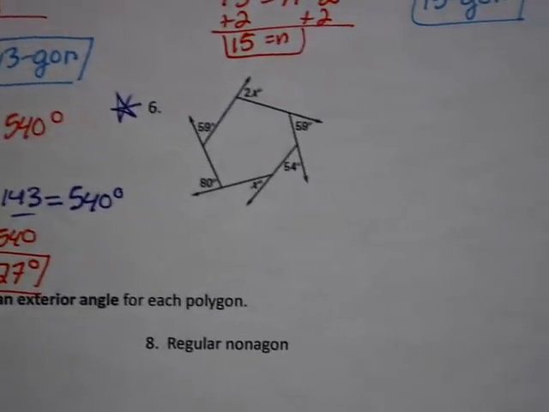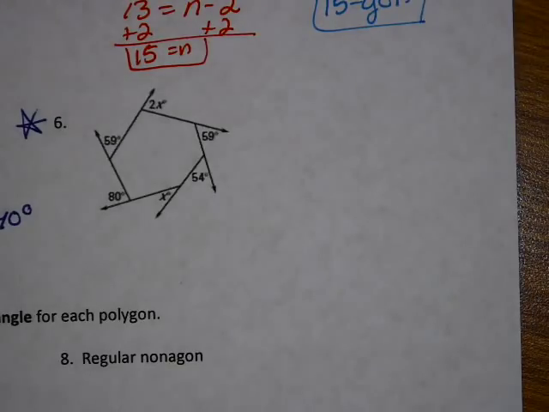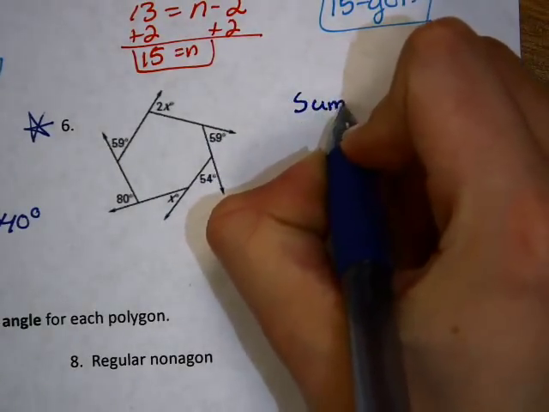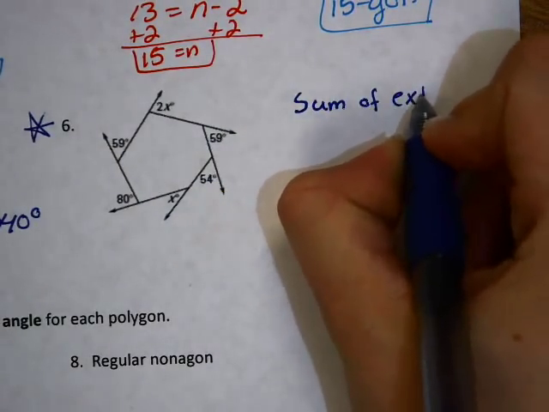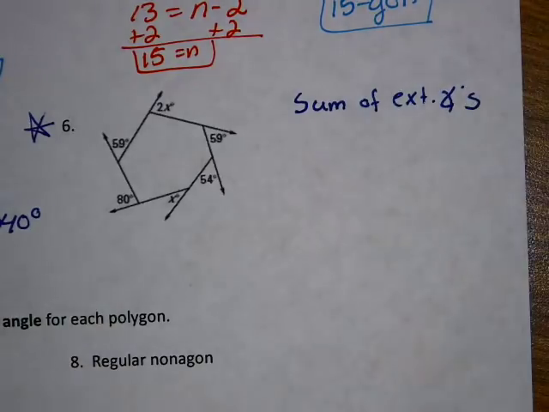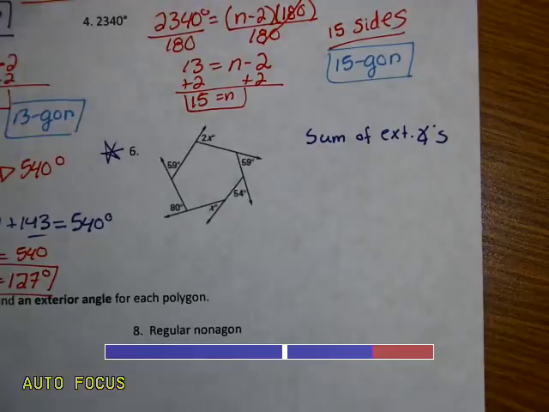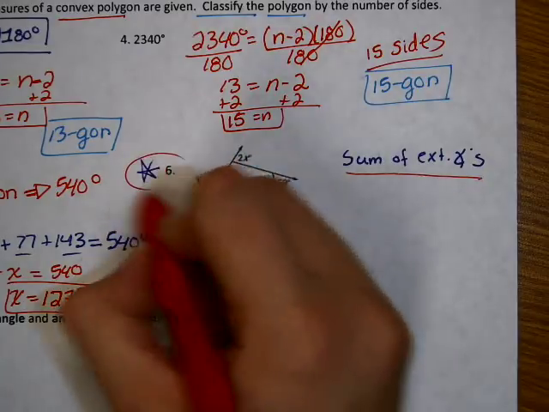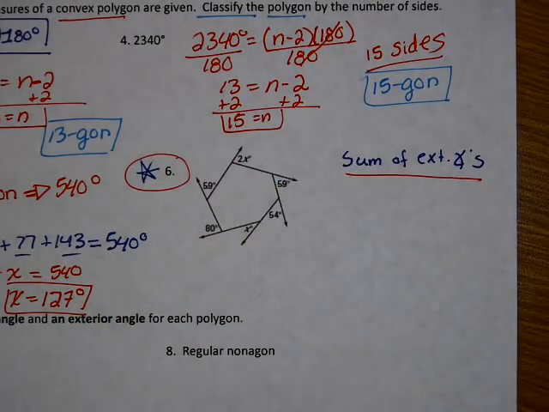Now let's take a look at number 6. Number 6 starts out with exterior angles, so this is going to be the sum of exterior angles that I want to use. As you remember, I told you to star this one because we can use our exterior angle sum theorem. It doesn't matter what polygon we have, they will all add to 360.